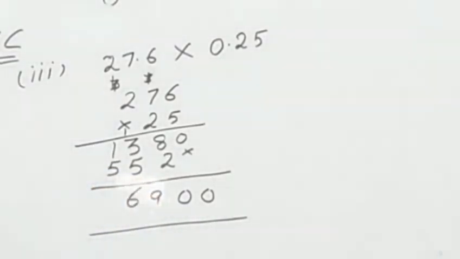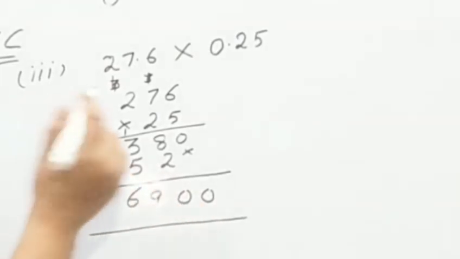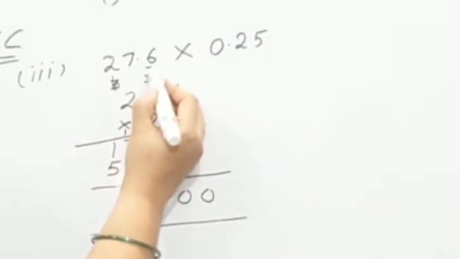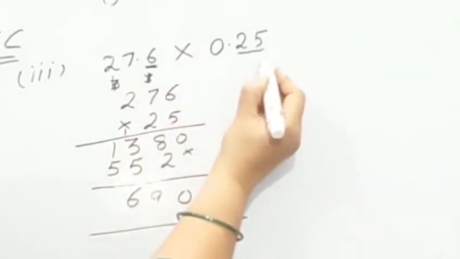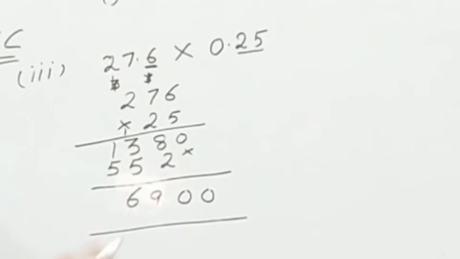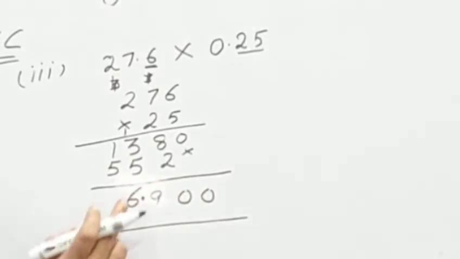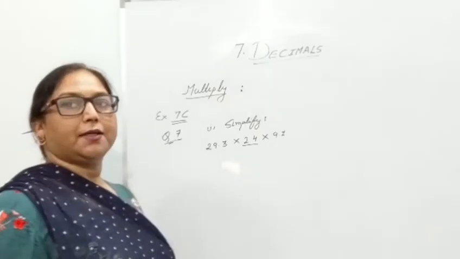Step 2, decide the decimal places of the product. So we'll add the number of decimal places first. 1 place plus 2. 1 plus 2 means the product has 3 decimal places. So from the right, count 3 digits and put the decimal point before 3 digits. Hence the product is 6.9.